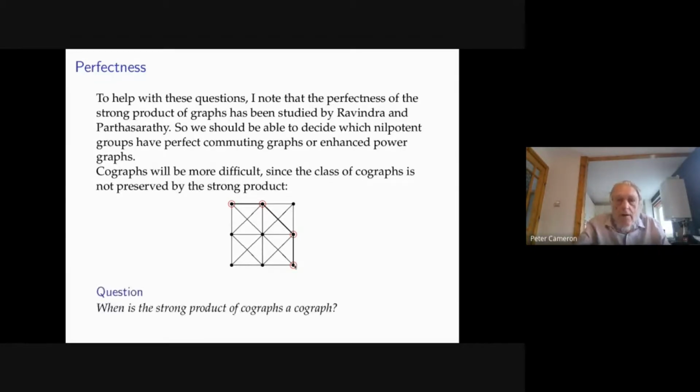So when is the strong product of cographs a cograph? This is a graph theory question that might be needed in some of these problems. So I will stop there.